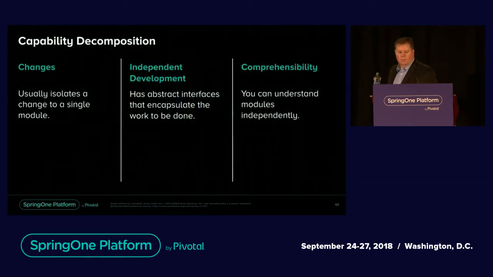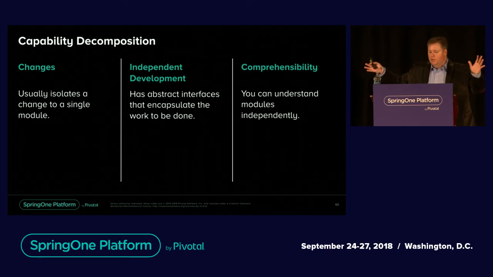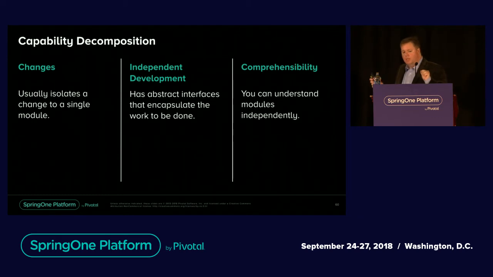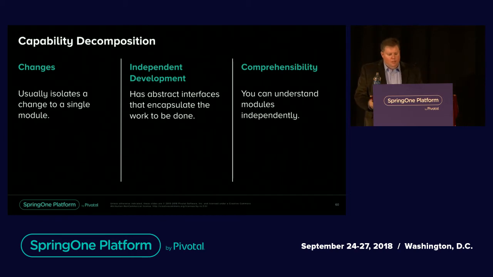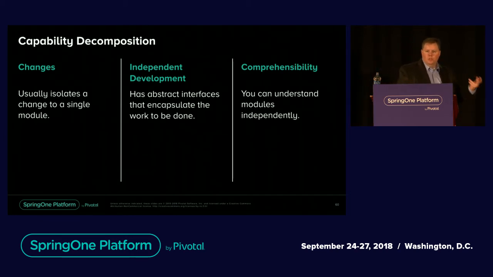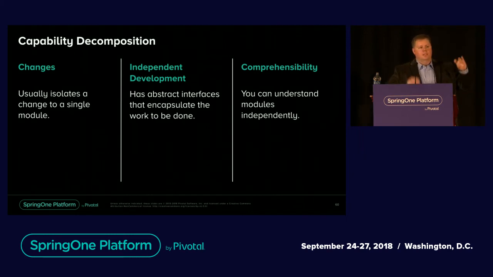So what does capability decomposition get us? Well, change, usually isolated to a single module. Check. Independent development, we've got abstract interfaces between the services, but we don't have to actually pass core artifacts between them. Check. Comprehensibility, you can understand payments without understanding shipping. Cool. So this was kind of the conclusion of the paper, that capability decomposition is superior to functional decomposition because it's actually aligned with the dimensions of change that we really encounter.